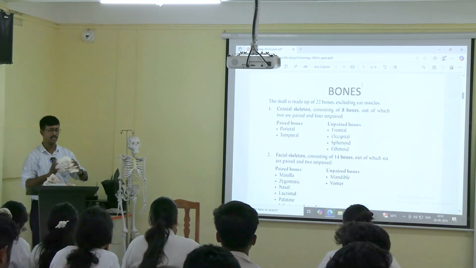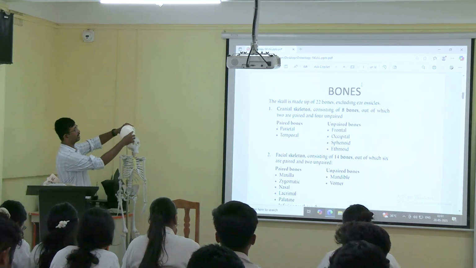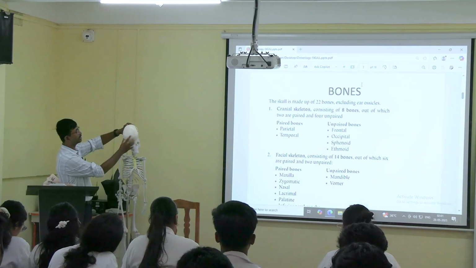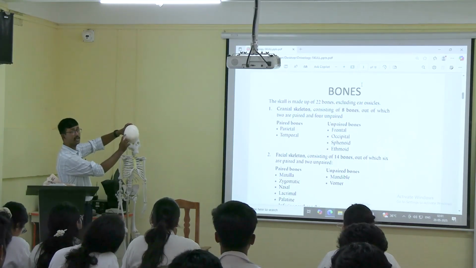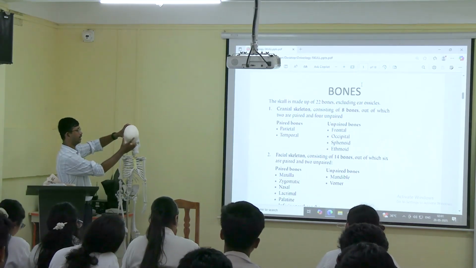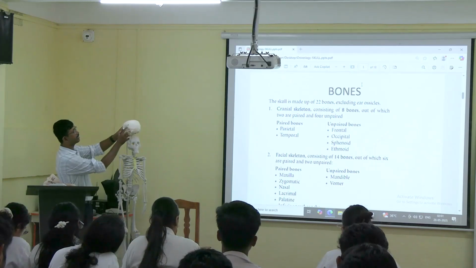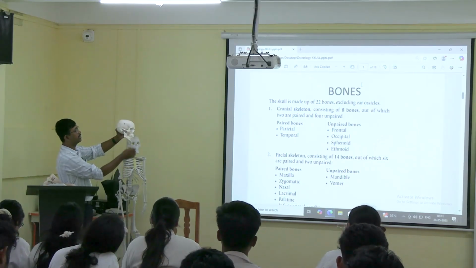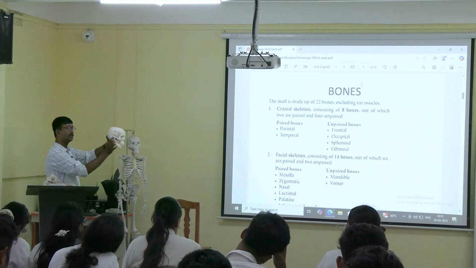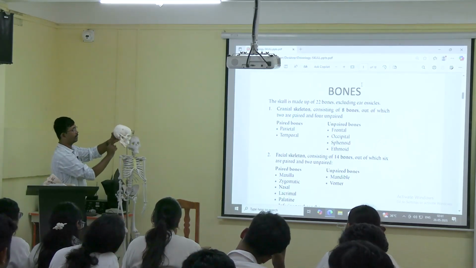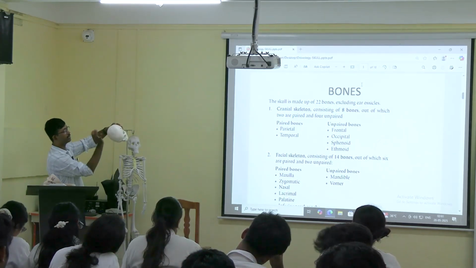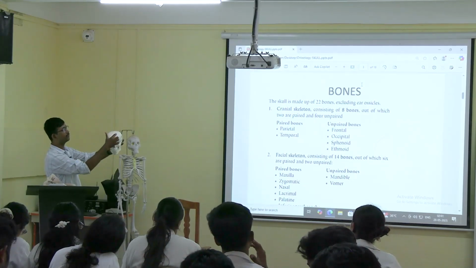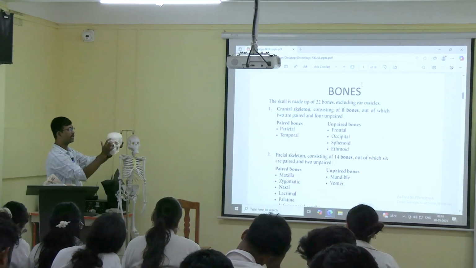As you can see here, this is the cranial vault. Here you can see these 2 bones are paired. These are your parietal bones. And laterally you can see another bone, one on either side. These are your temporal bones. So temporal bones are paired, parietal bones are paired. Other than this, the large frontal bone is a single bone, so it is unpaired.